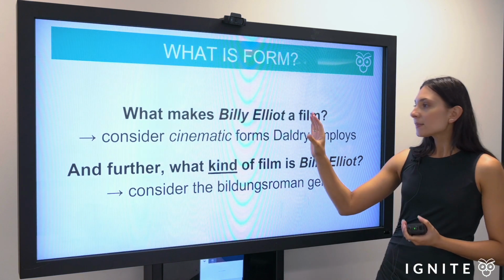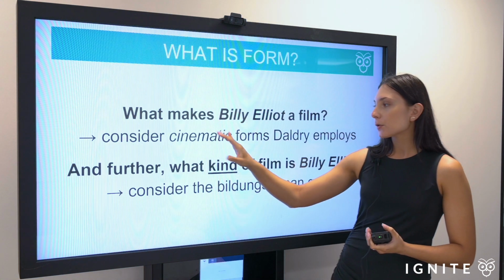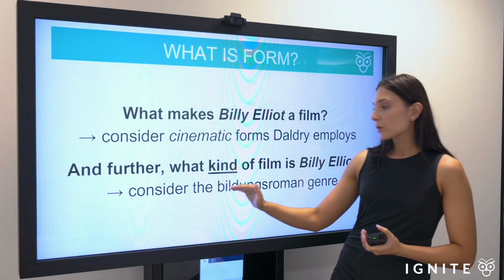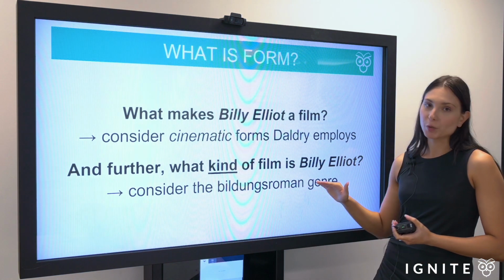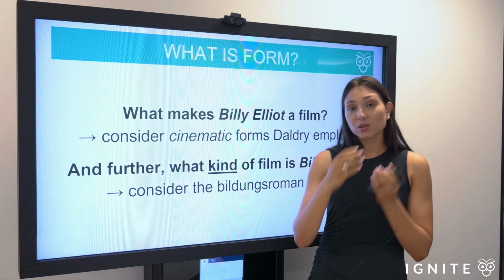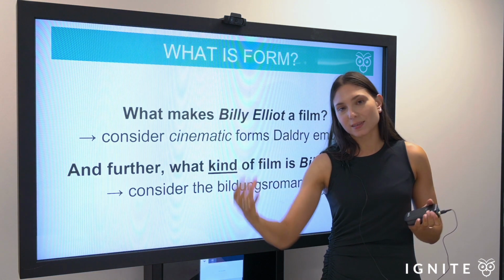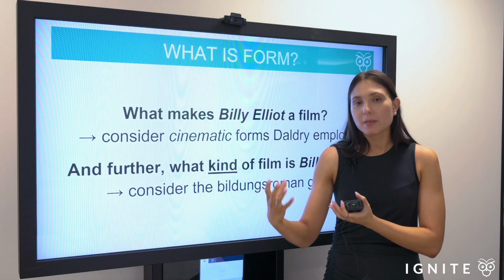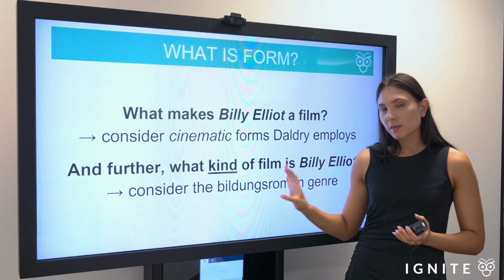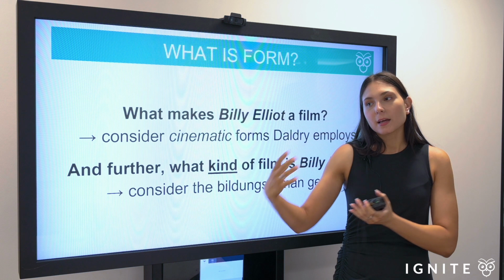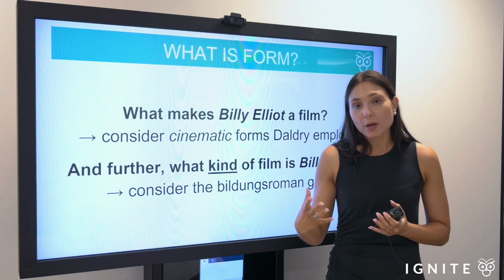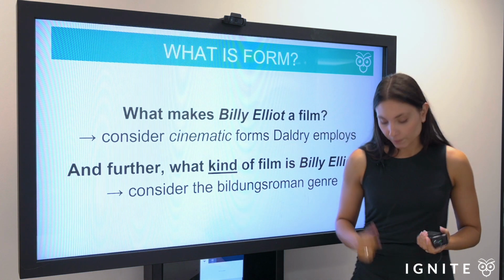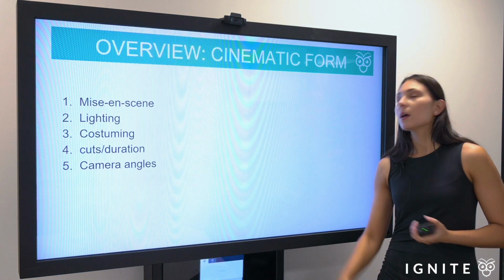All right, so when we're answering that first question, we're wanting to focus on the cinematic forms that Daldry employs. And in the second question, we're considering the Bildungsroman genre. So what makes the text trace this kind of development of our central protagonist, growing from adversity to fulfilling his dreams by the end of the text? That's what contributes to the coming of age nature. The journey that Billy undergoes and his growth as a person is what the Bildungsroman genre kind of encapsulates, which unfolds in the film.